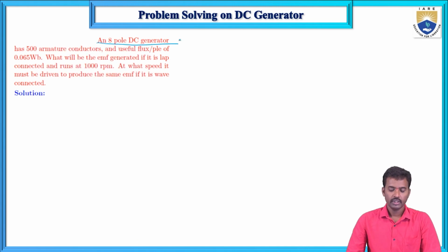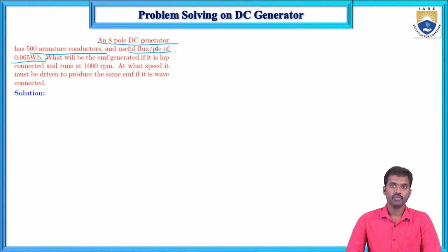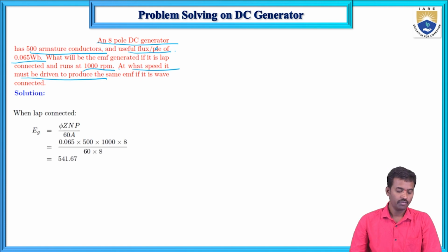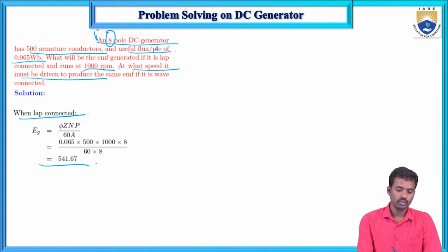An 8-pole DC generator has 500 armature conductors and a useful flux per pole of 0.065 webers. What will be the EMF generated if it is lap connected and runs at 1000 rpm? And at what speed must it be driven to produce the same EMF if it is wave connected? So now the solution. If it is lap connected, what will be the EMF first? A equals the number of poles, and it is lap connected, so A equals P equals 8.